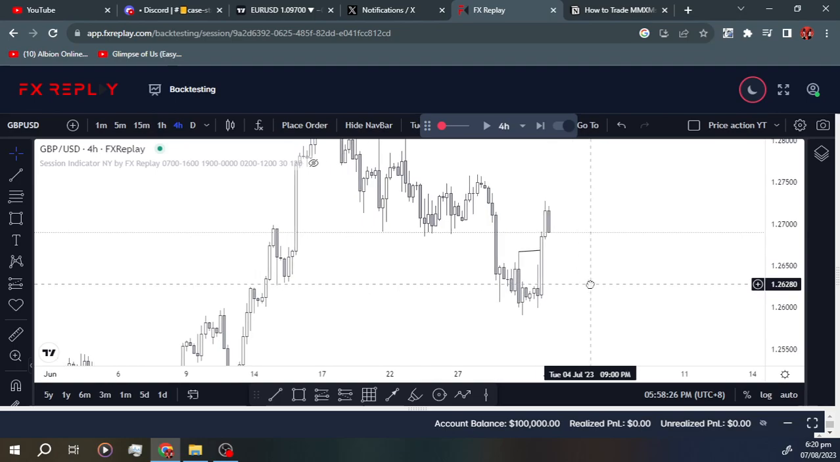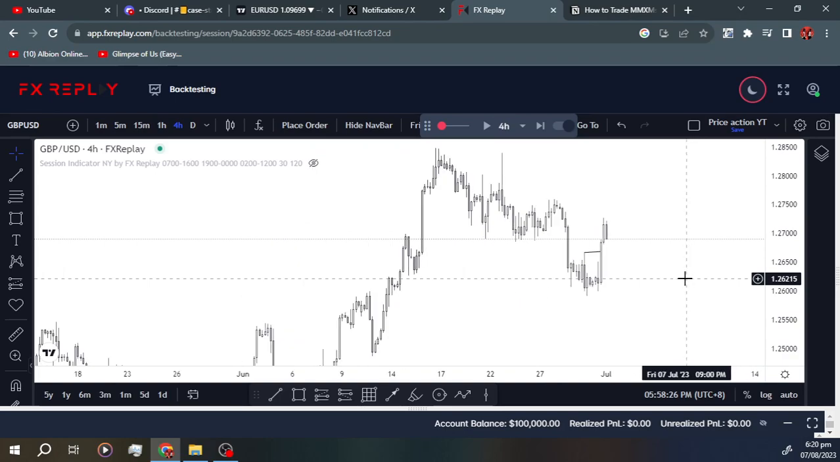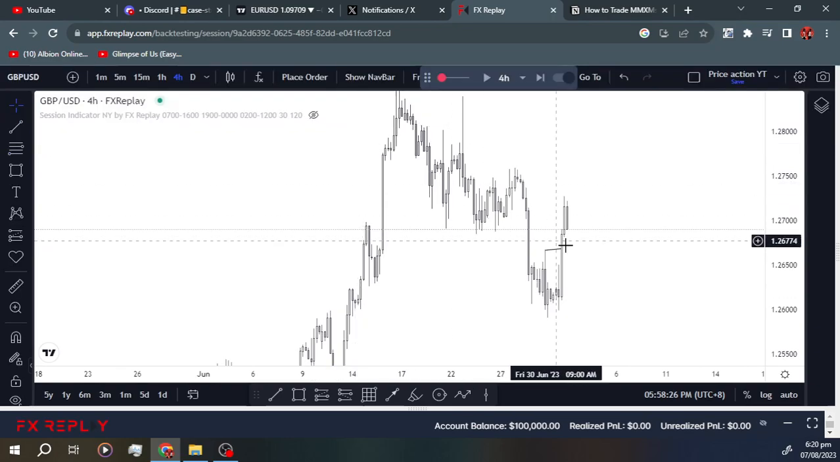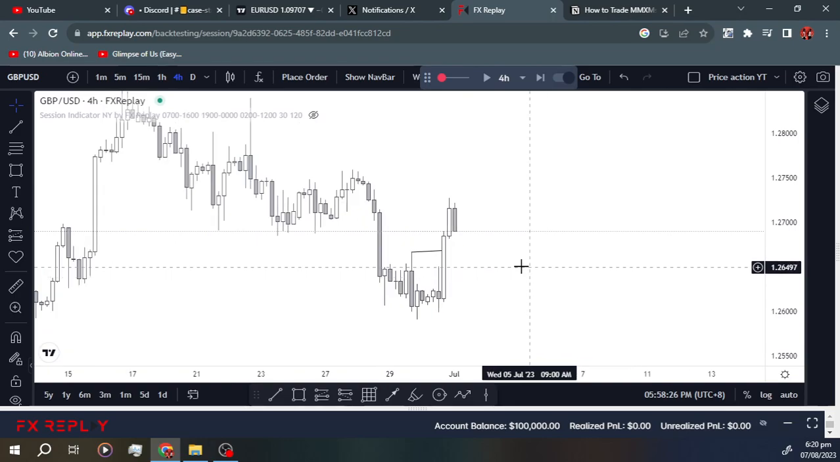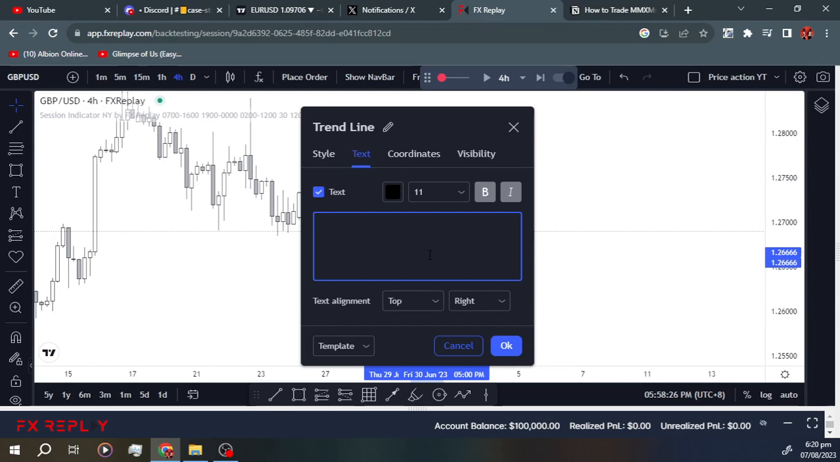Alright, so this is GBP USD in the H4 time frame. Let's see if we find any market maker model, market maker buy model. Okay, so this is external range liquidity in H4, external range liquidity, or ERL.